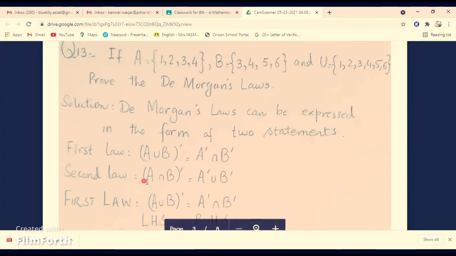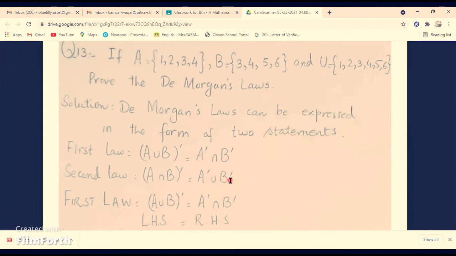For the second part, if on the left side there is intersection with whole complement, when you open the complement, the intersection sign will change into union: A complement union B complement. So there are two laws. If they are asking in the question, prove the De Morgan's law, what you will do, you will use these two laws.